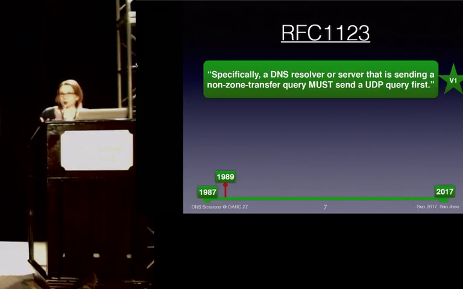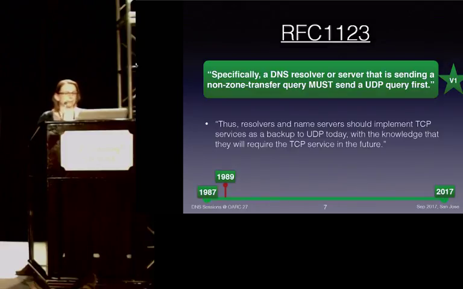A couple of years later, of course, we get 1123, which comes along and firms the language up. And this makes the first statement of, and you'll see 2 or 3 versions of this coming along. So this is number 1. It says that DNS resolvers must send a query over UDP first. So that's how it was in the beginning. Rummaging through the text of this, it also does say that name servers should implement TCP in the knowledge that they will require it for TCP service in the future.